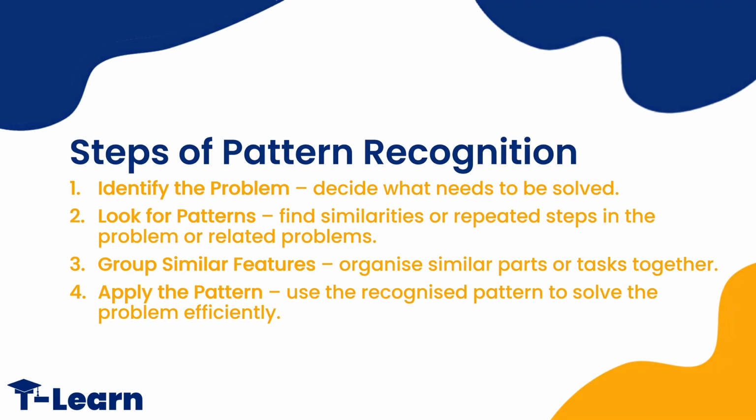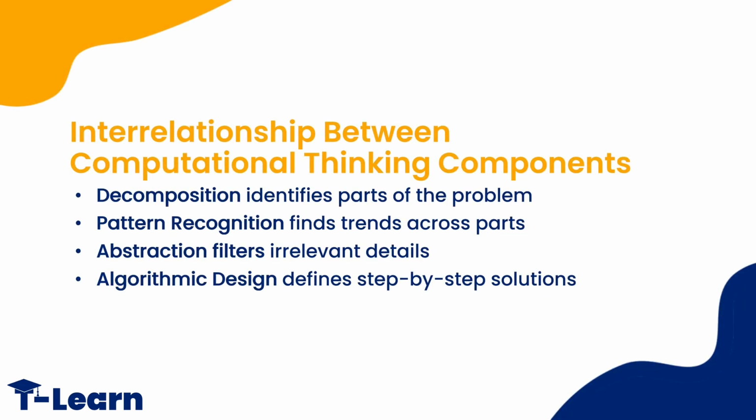So now lastly, let's move on to the interrelationship between computational thinking components. So, to begin with, decomposition identifies parts of the problem, pattern recognition finds trends across the parts, abstraction filters irrelevant details of those parts, and algorithmic design defines step-by-step solutions so that the problem can actually be solved.